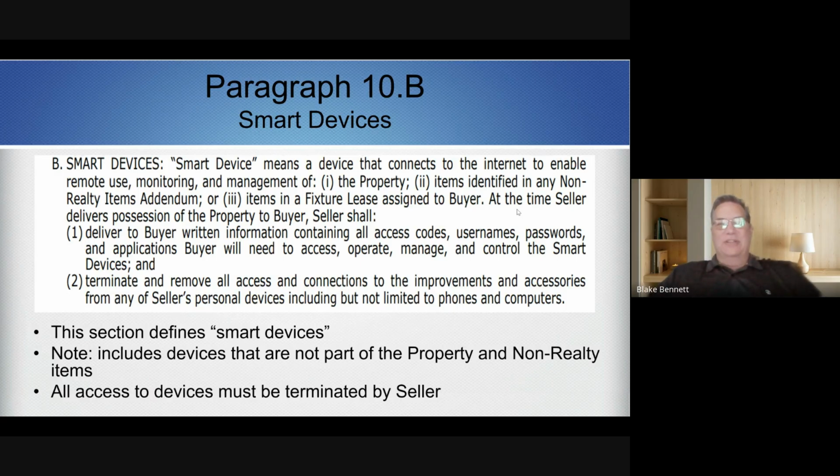All access to the devices needs to be terminated by the seller. But I don't trust wiring instructions. So I can tell you, if you left a smart device on the property, I wouldn't know how to determine: do you have access to it or not still? So I would probably take them down if I were the buyer. Seller, you have to terminate your services, provide proof of that termination, or just remove the smart devices altogether.